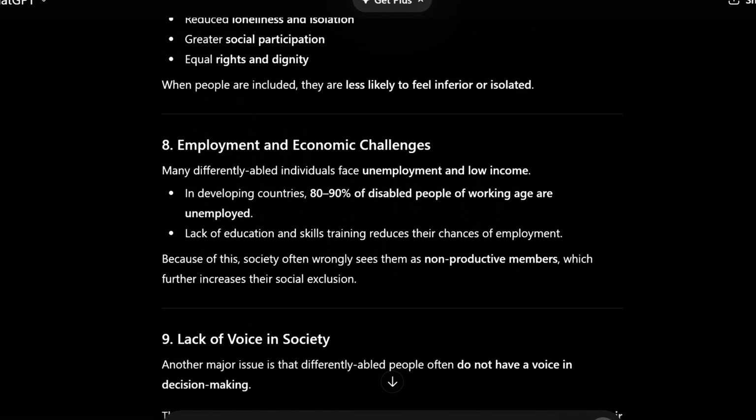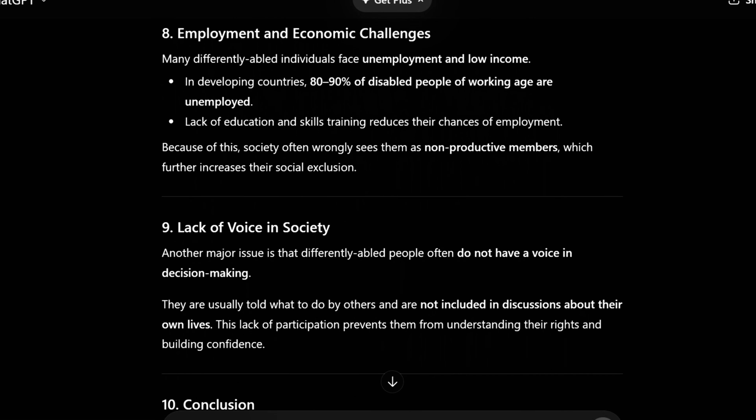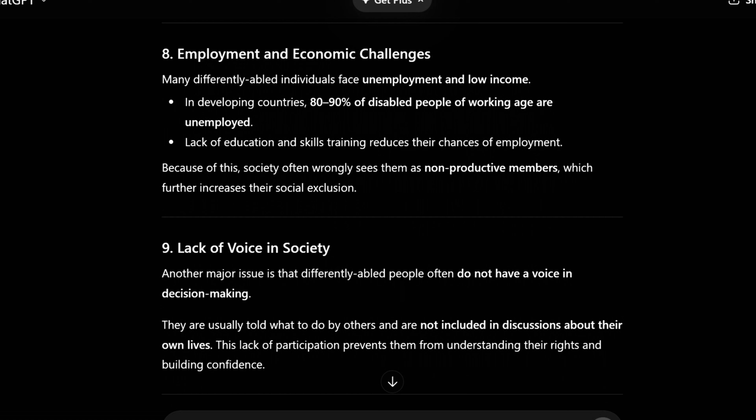8. Employment and economic challenges. Many differently abled individuals face unemployment and low income. In developing countries, 80 to 90% of disabled people of working age are unemployed. Lack of education and skills training reduces their chances of employment. Because of this, society often wrongly sees them as non-productive members, which further increases their social exclusion.